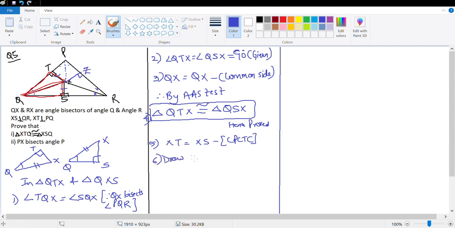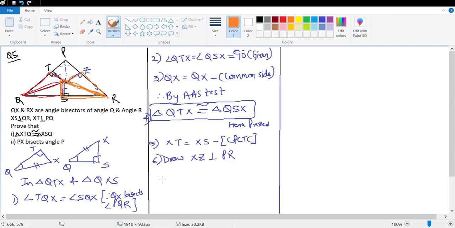Draw XZ perpendicular to PR. How does this help? Maybe it does. Let's look at these two triangles: XZR, which is this triangle, and the second triangle being XSR. Let's see if I can prove them congruent and if this helps me. I think it will, because I will be able to get this side and this side equal.